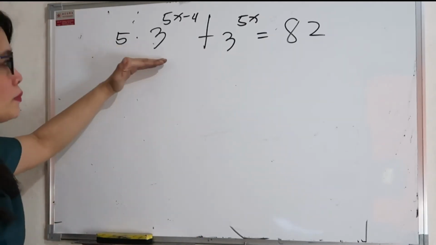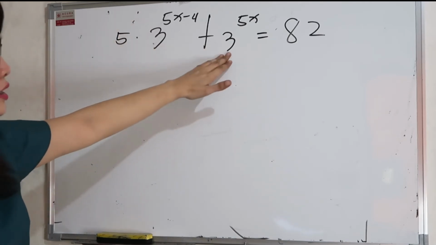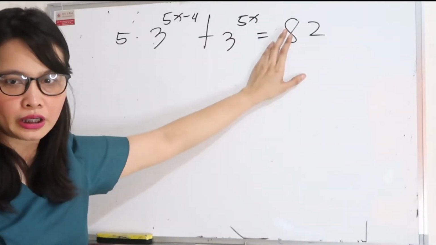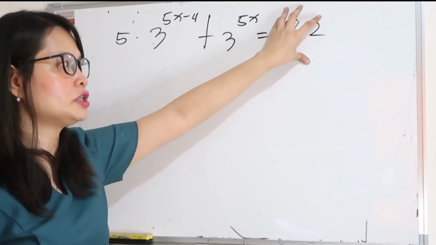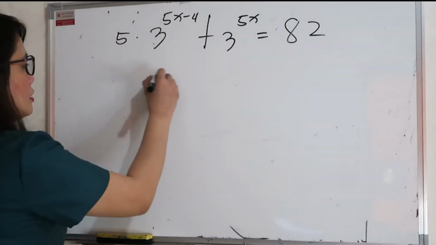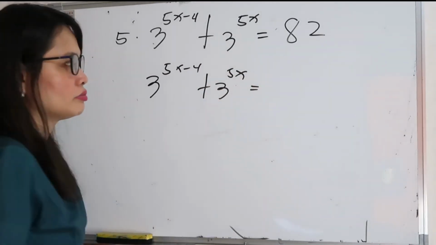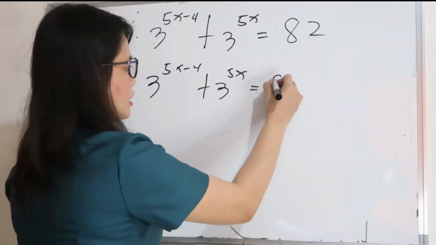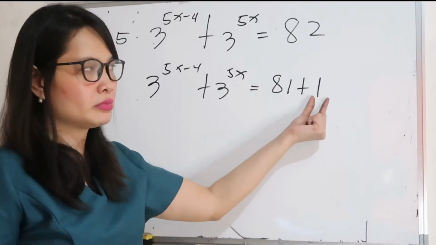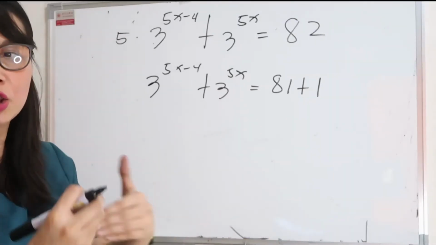If you have noticed, their bases on the left side are the same, except 82. So we need to convert or change 82 to an exponential concept. So 3 raised to 5x minus 4 plus 3 raised to 5x is equal to 82, which is the same as 81 plus 1. Right? 81 plus 1 is the same as 82. We expanded. Why do we do that?